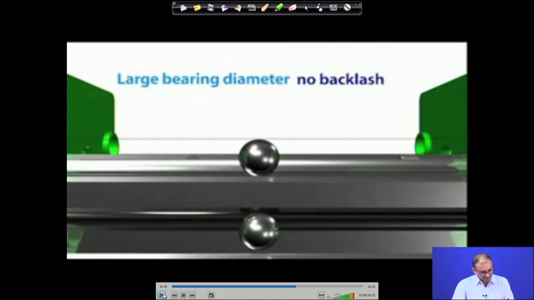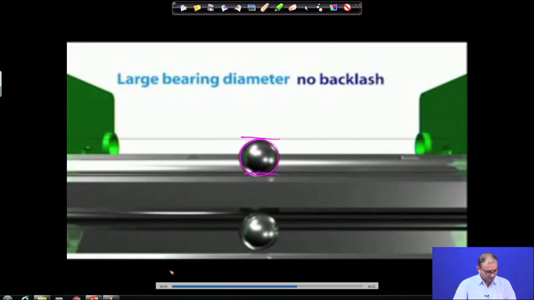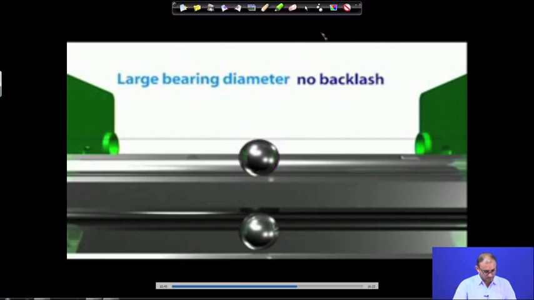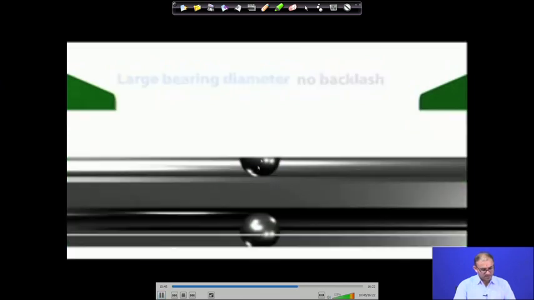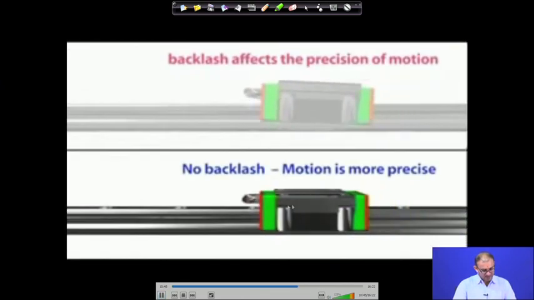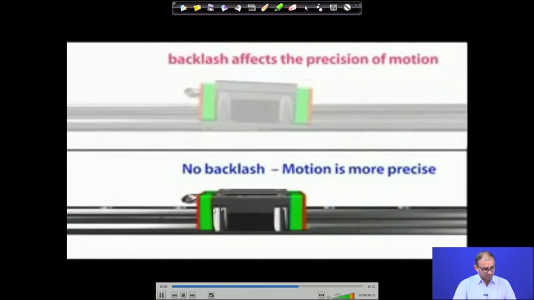Now, it is exactly fitting here, so you do not have any clearance. This is exactly matching with this part, so there is no clearance between the rail and the ball. Correct. If you consider this particular motion at the bottom part, you can see that there is no backlash and the motion is more precise.